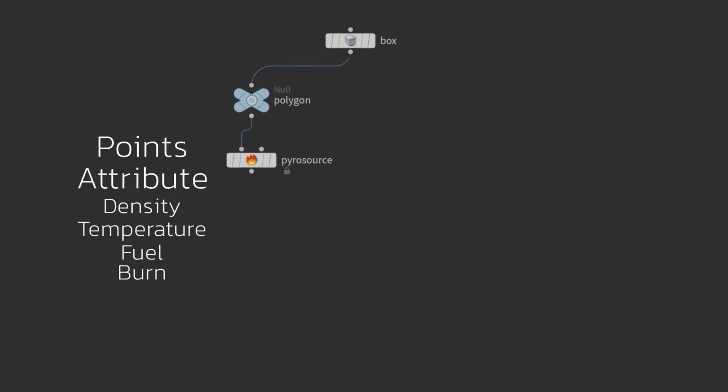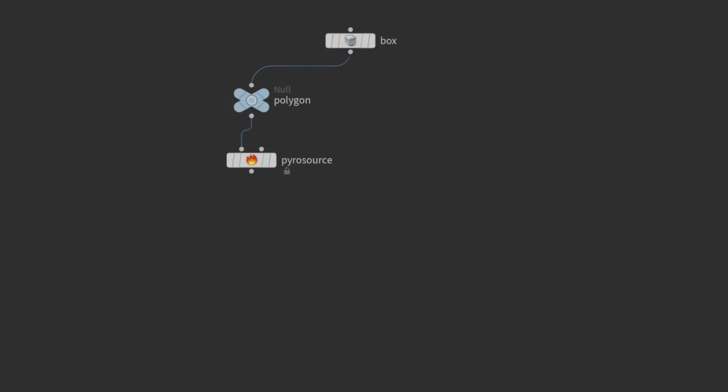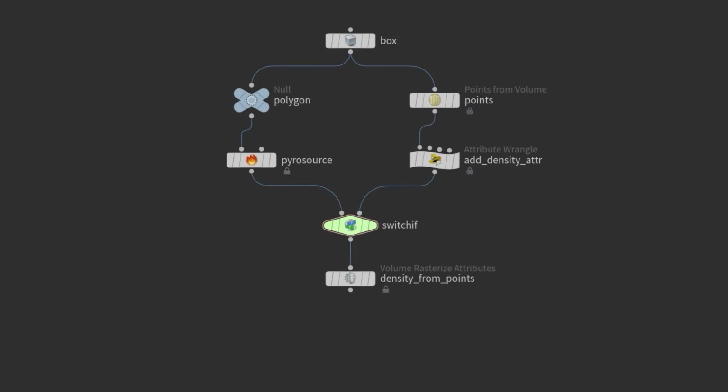And this is not the only way of doing this. We can even use points from volume to scatter points, and we can use point angle to add attributes. And till here, they are just points, and we have to convert this into density. For that we have one more node, volume rasterize attributes. Basically it will convert points into volume.